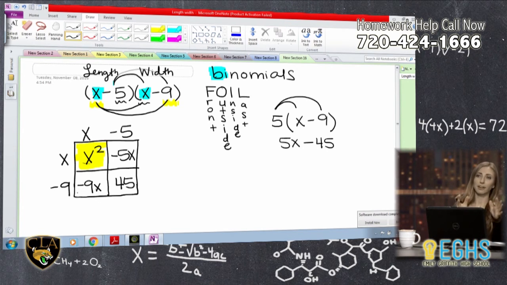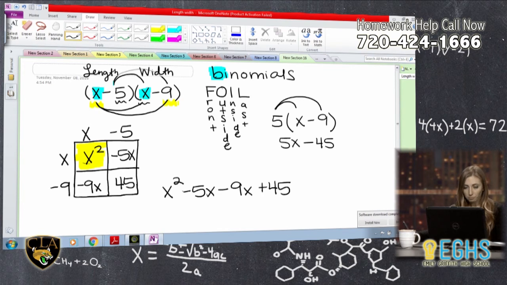And then if we were finding the area of something, and we found area of all of these little pieces, if we wanted to find the area of the whole thing, we'd have to add those all together. So what I would do is I'd say x squared plus negative 5x, or just maybe a shorter way to write that, minus 5x, plus negative 9x plus 45. And then, as with anything, we would want to simplify it as much as we can. So we would combine any like terms that we have, which we could say negative 5x and negative 9x. Those are like terms. So all together, combining them, I have x squared minus 14x and then plus 45.